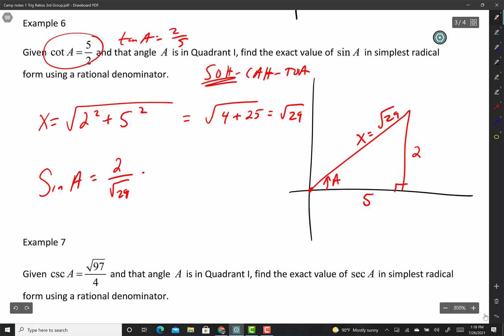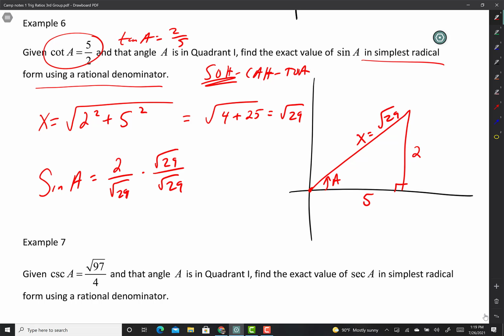Now, you don't want to keep the square root of 29 in the denominator because it says right here, in simplest radical form using a rational denominator. What that means, guys, is that they want to see an integer in the denominator. So we're going to multiply by the square root of 29 over the square root of 29. Now, we're not doing anything crazy, guys. Square root of 29 over square root of 29, that's just 1. So anything times 1 is itself.